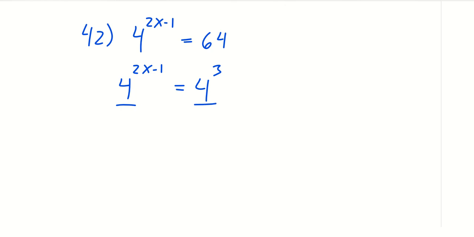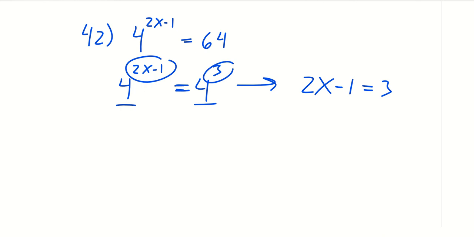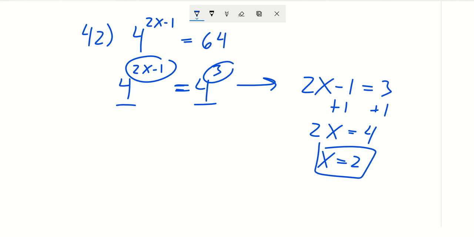If the bases are equal and the values are equal, then because of the one-to-one nature of the exponential function, this implies that the two exponents have to be equal. So we can set 2x minus 1 equal to 3 and solve for x. Add 1, add 1. We get 2x equals 4. Divide both sides by 2, and we get as a solution x equals 2.